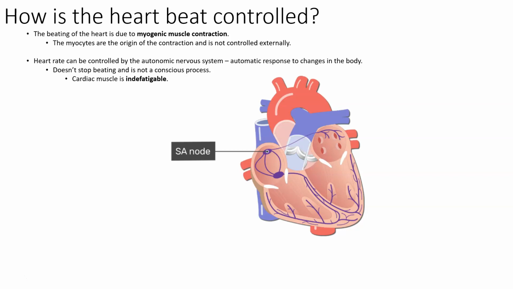So before we talk about how or why the heartbeat is controlled, how it's controlled and why it's controlled the way that it is, we need to identify a few terms first. A few terms we need to understand are myogenic muscle contraction and indefatigable.